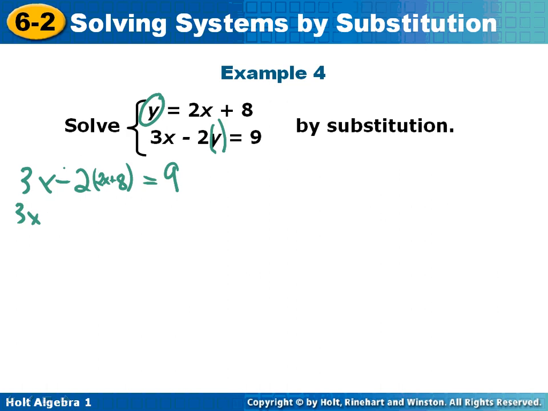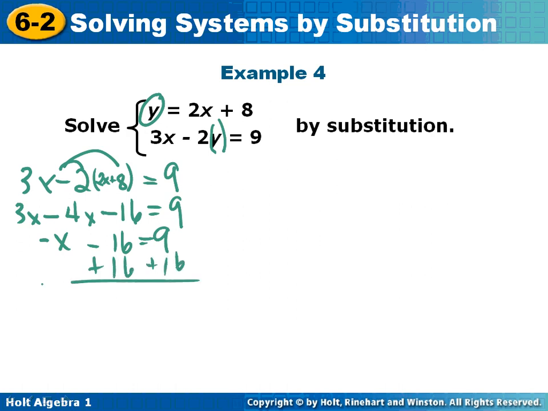Drop down the 3x. I have to distribute the negative 2. So that's negative 2 times 2x, which is negative 4x, and negative 2 times 8 is negative 16. Combining like terms, that's negative 1x minus 16 is 9. Add 16 to each side. Negative x is 25. Dividing by negative 1, x is negative 25.